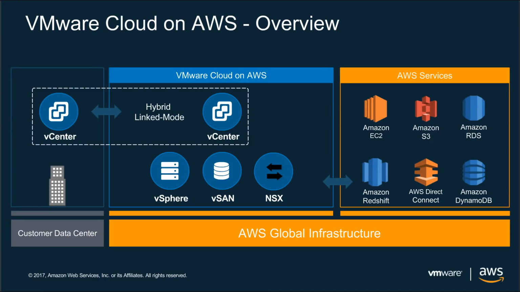So looking at the big picture, there's really three pillars, and you'll see this as we go through the session today. There's kind of three pillars to talk about. There's the customer data center, your on-prem environments that you have today, the VMware Cloud on AWS software-defined data center depicted there in the middle, which is running vSphere, vSAN, and NSX, and then the AWS environment.